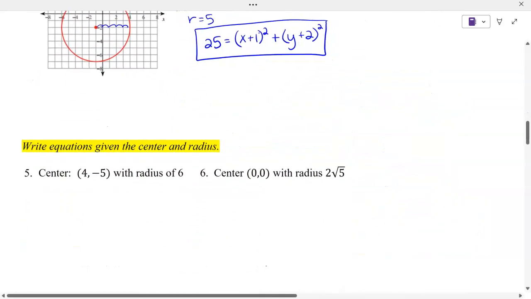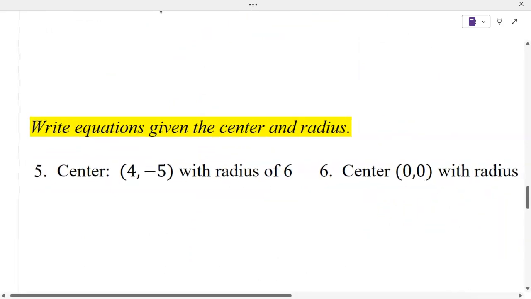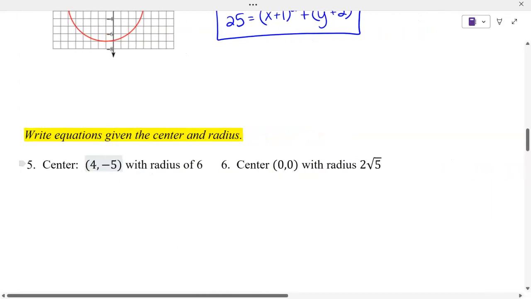Now, we also could be asked to write the equation given the center and the radius, which is pretty much what we just did. I want you all to pause the video and come back and check your answers here. Just be careful when you have a radical. Remember, your equation still calls for a radius squared.